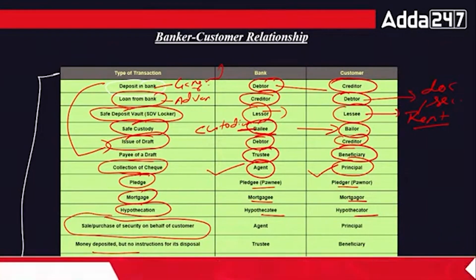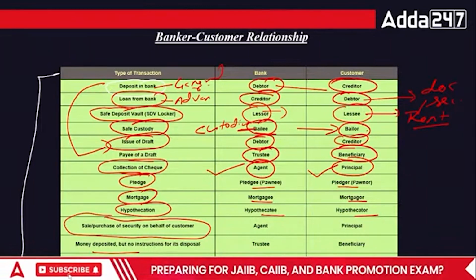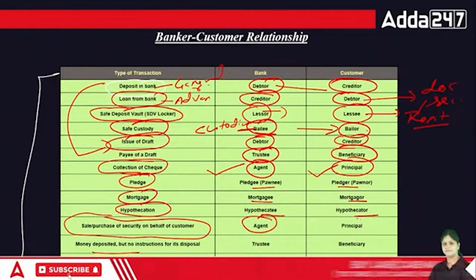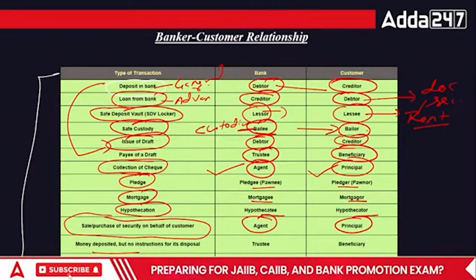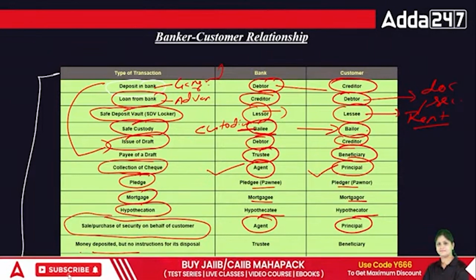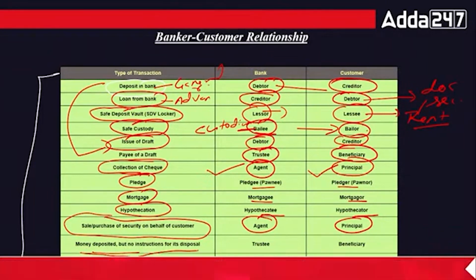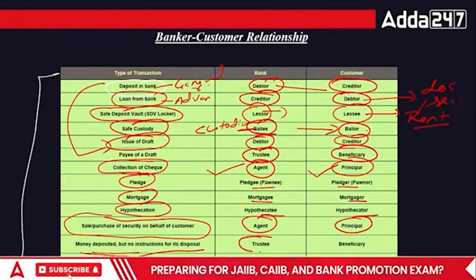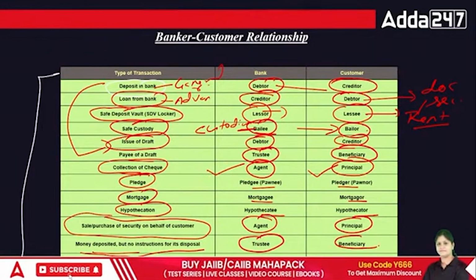Okay, what that means is, if they are selling and depositing, that means they are acting as an agent and principal, because they are working on behalf of me. Now if I'm depositing money but giving no instruction for its disposal, that means here again the bank is the trustee and I am the beneficiary. So please remember this table, right?